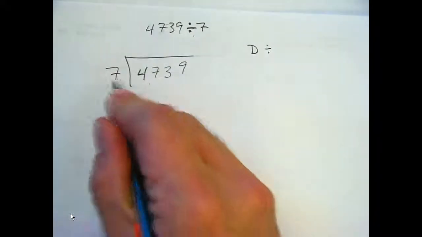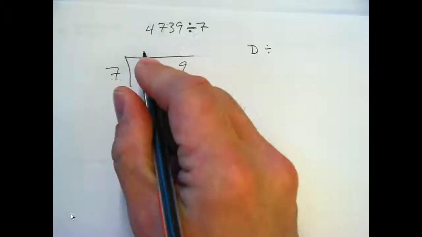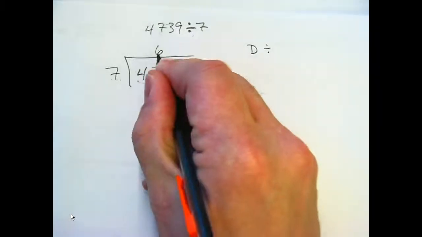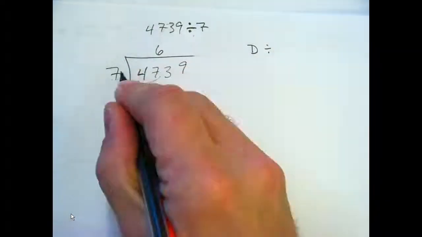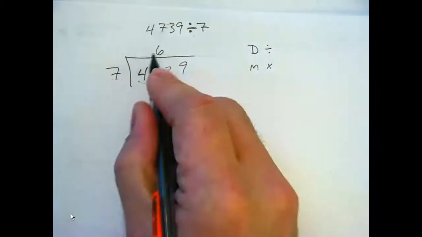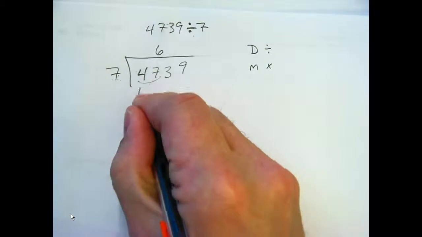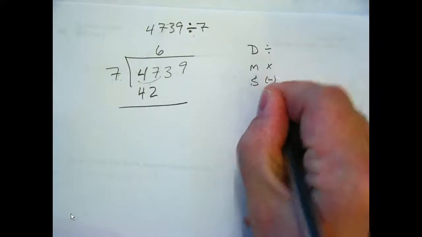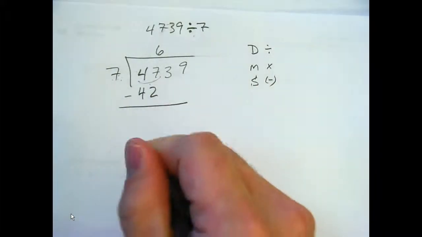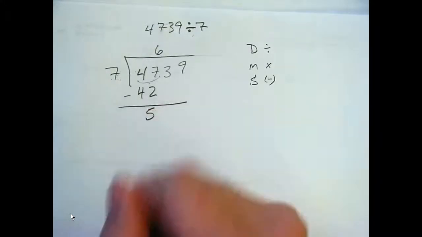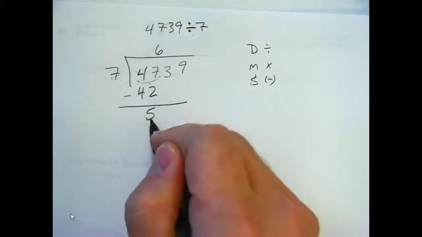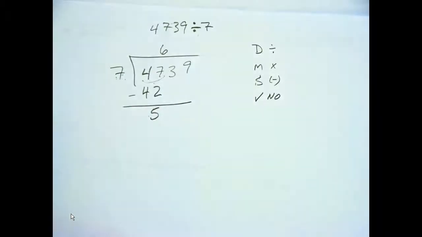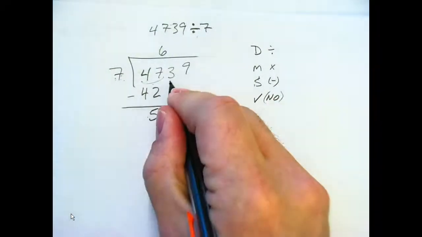Divide. You could actually write the word divide if you want. 7 into 4 doesn't work, so we could put a 0, or just leave it blank. 7 into 47 goes 6 times. After you divide, you multiply. 6 times 7 is 42. The next step is to subtract. 47 minus 42 is 5. We then check: does 7 go into 5? We want to say no. And we then bring down.